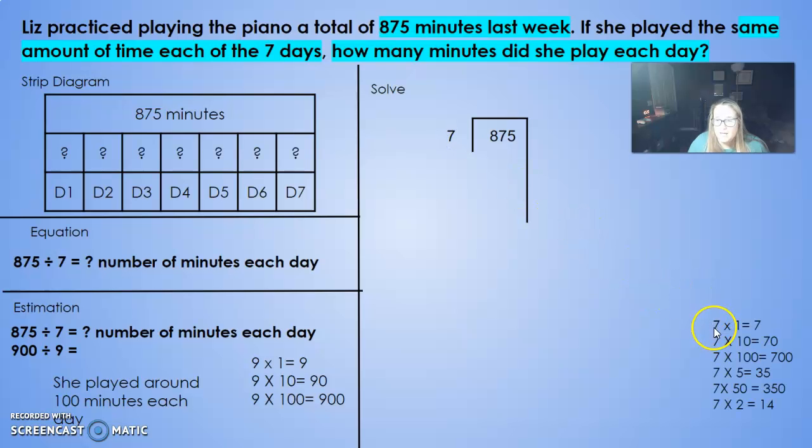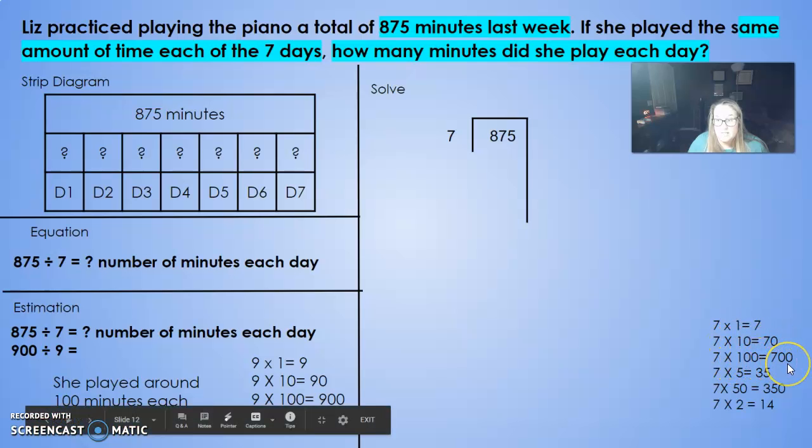So I know 7 times 1 is 7, 7 times 10 is 70, 7 times 100 is 700. I also know my 5s. 7 times 5 is 35, 7 times 50, if I'm following the same pattern, is 350. And I also know 7 times 2 is 14. You might know some more of your 7s, and if you do, you could write them down also.